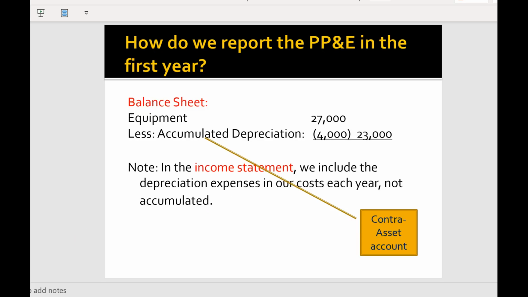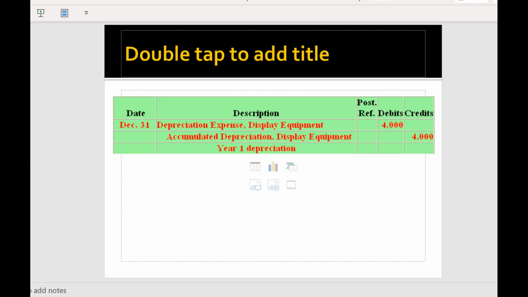Okay. So now let's assume year two. In year two, you would be making the same entries again. It says year one depreciation; you should change it to year two. But you are doing the same debit and credit. We are still debiting depreciation expense 4,000, crediting accumulated depreciation 4,000.